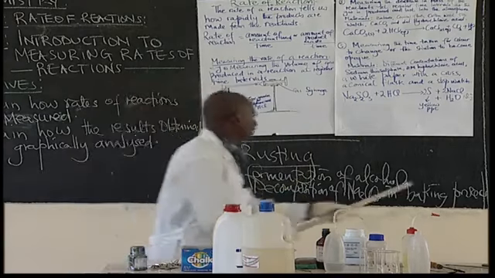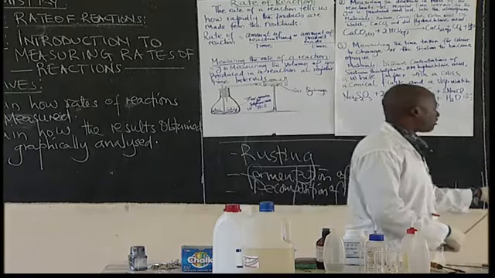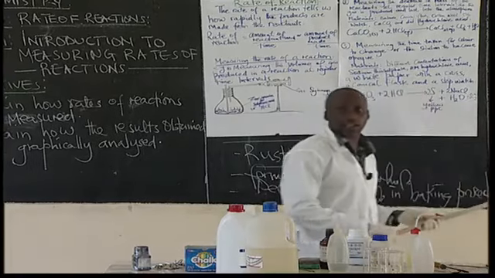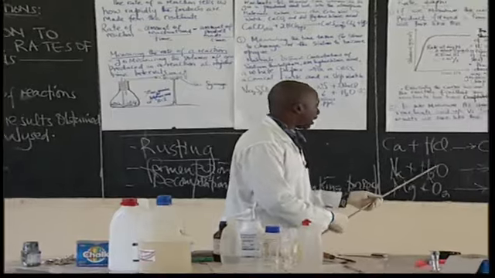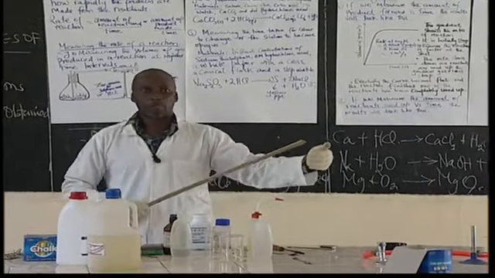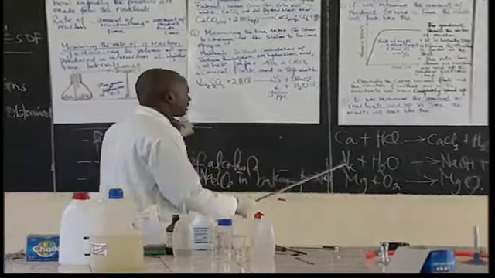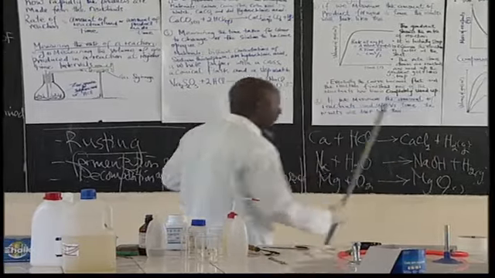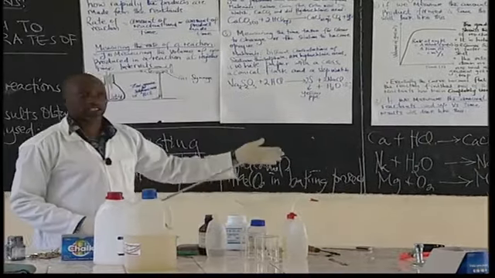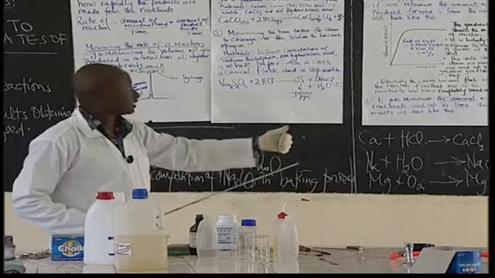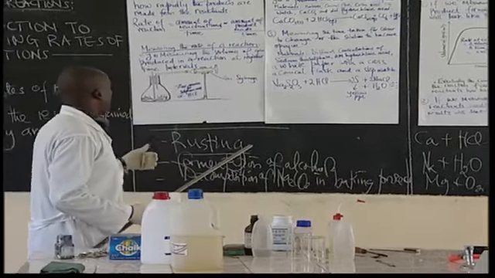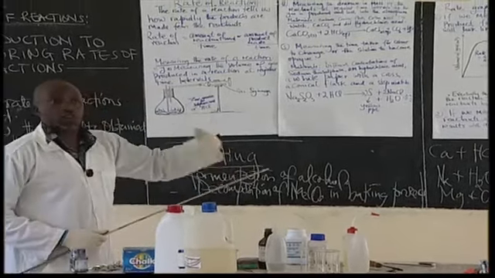We had the reactants: calcium, hydrochloric acid, sodium. These are reactants. And how fast are the products formed? The products formed are either the evolution of the gases that we are seeing or any other product. So how fast do the products form from the reactants?